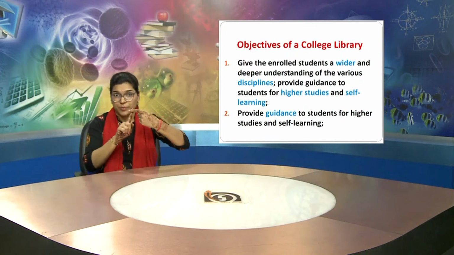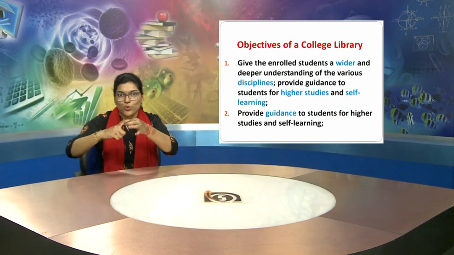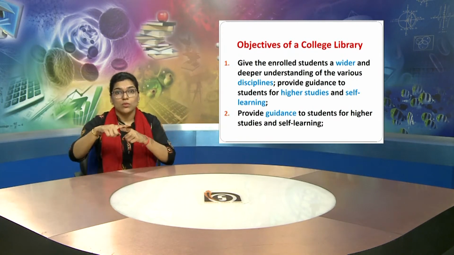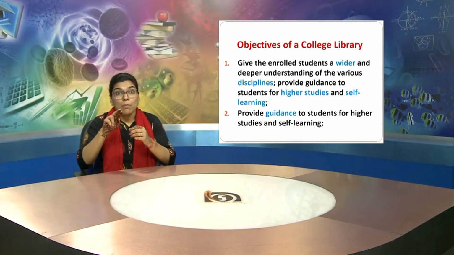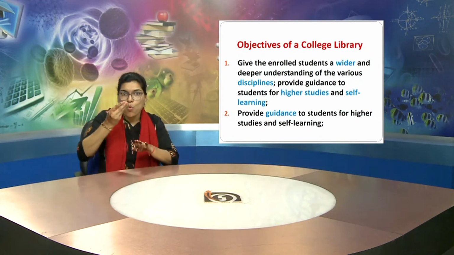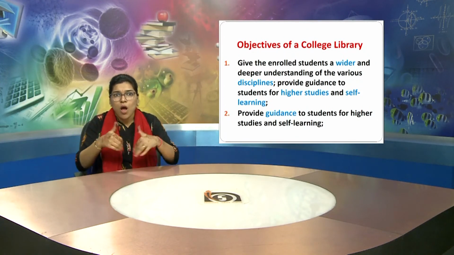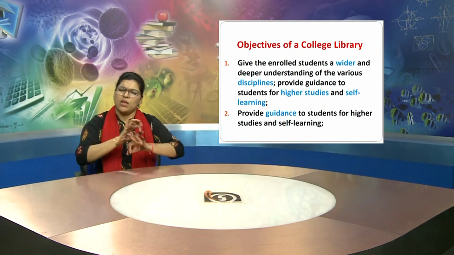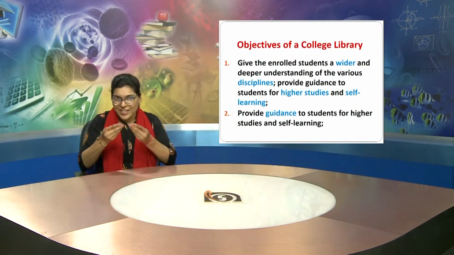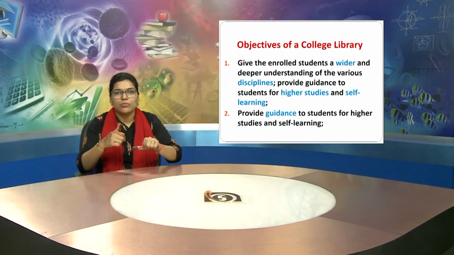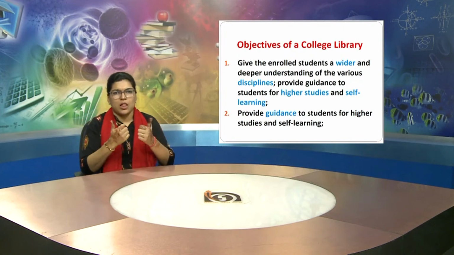Let us now understand the objectives of a college library. The first objective is to give the enrolled students a wider and deeper understanding of the various disciplines, and also to provide guidance to students for higher studies and for self-learning.